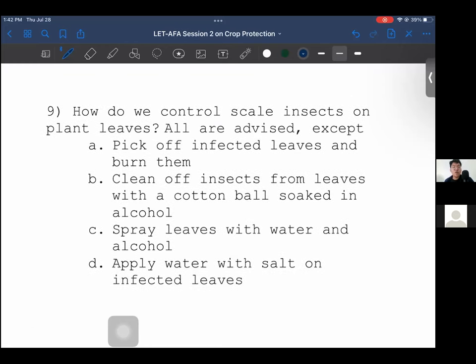Number 9. How do we control scale insects on plant leaves? All are advised. Lahat daw ng mga nasa baba ay advised except alin dyan? A. Pick off infected leaves and burn them. B. Clean off insects from leaves with cotton ball soaked in alcohol. Letter C. Spray leaves with water and alcohol. Or letter D. Spray water with salt on infected leaves. So I'll wait for your answer.